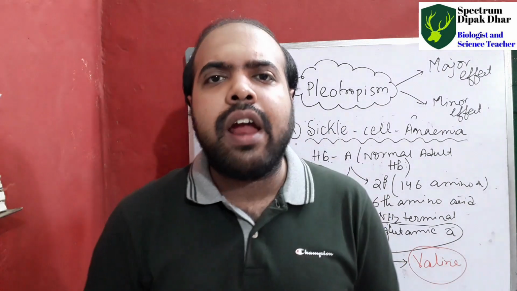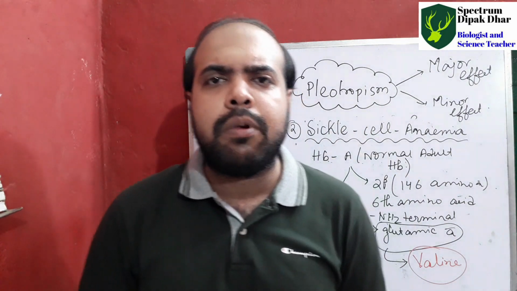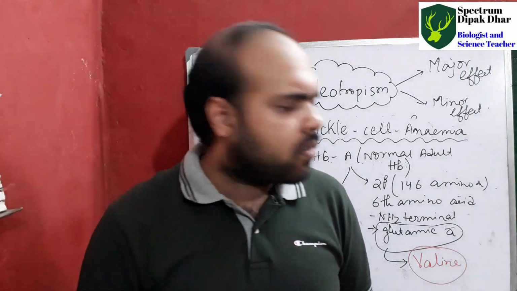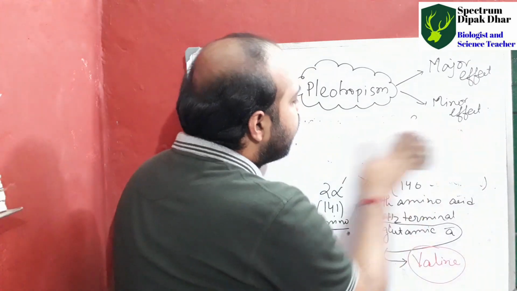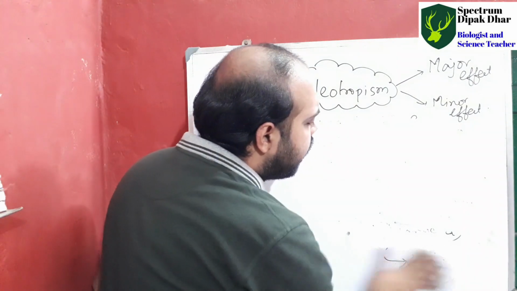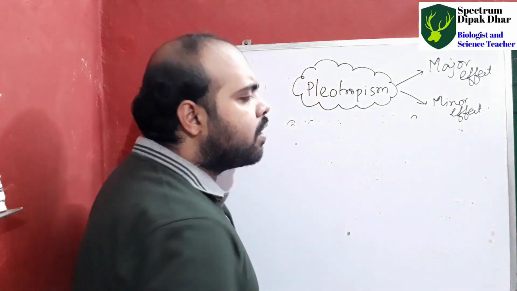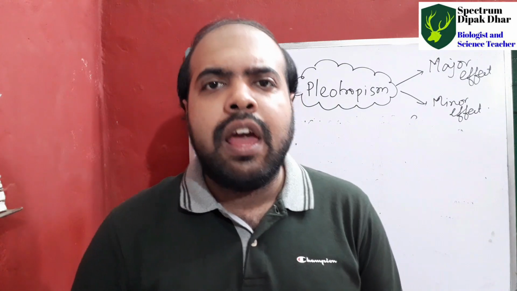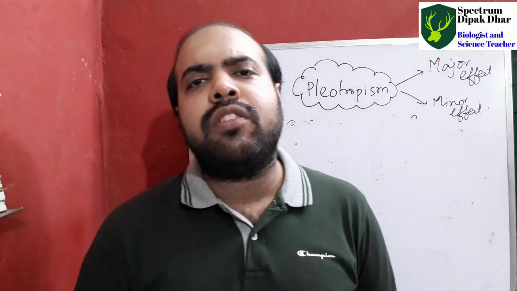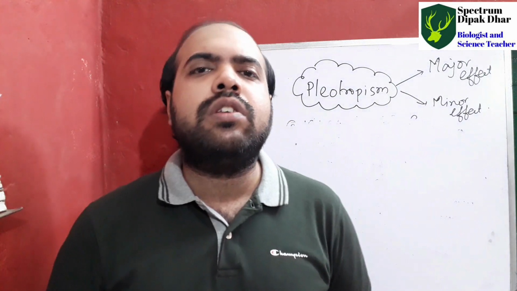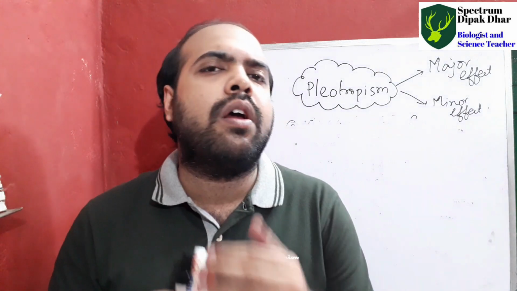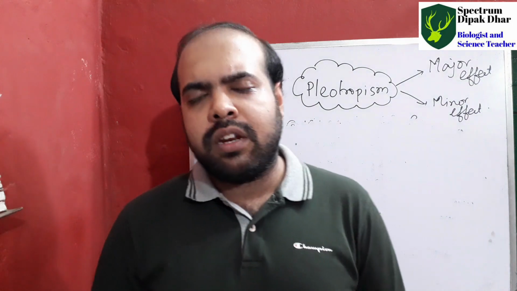pleiotropism. The third and foremost important example of pleiotropism is cystic fibrosis. Cystic fibrosis basically involves a single chloride channel, and this particular chloride channel helps in the thinning of the mucus which is present in our bronchi, in our liver and in our pancreas.